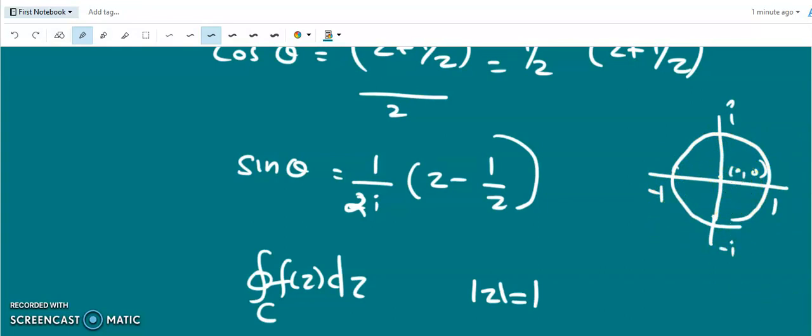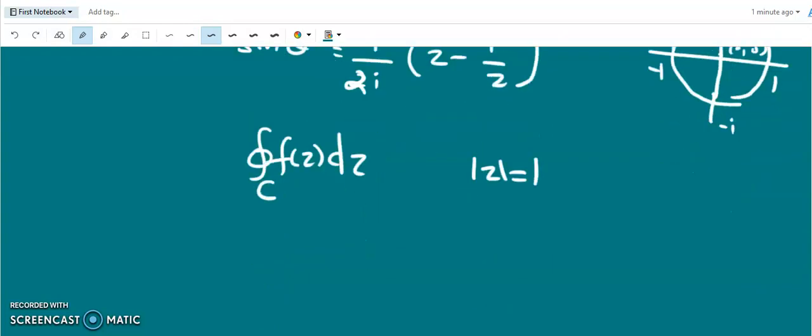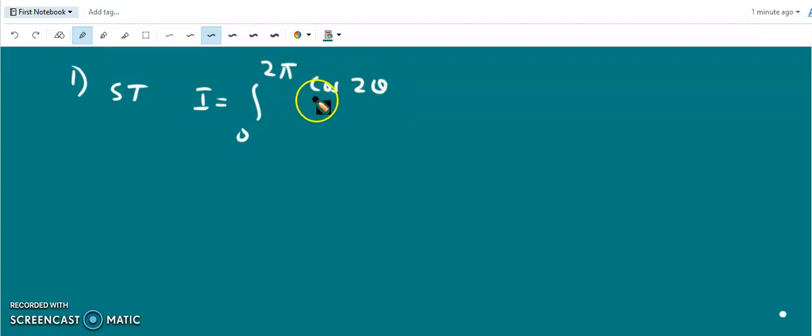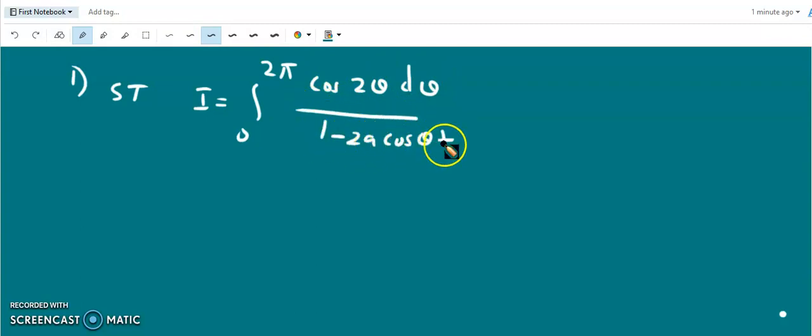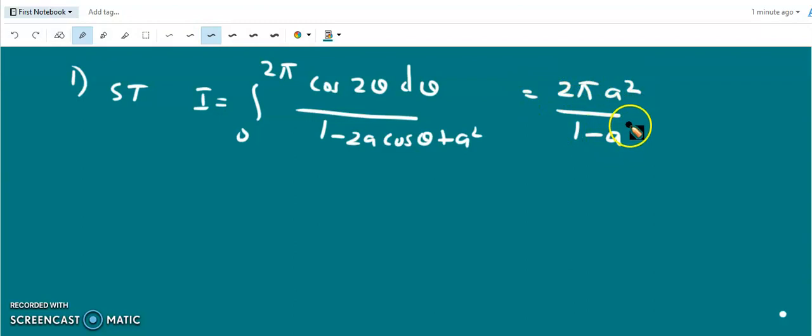So this method becomes more clear when we do one problem. So the question is: show that I is equal to integral 0 to 2 pi cos 2 theta d theta divided by 1 minus 2a cos theta plus a square, is equal to 2 pi a square divided by 1 minus a square, provided a square is less than 1.